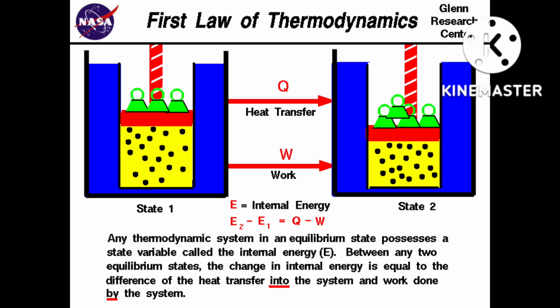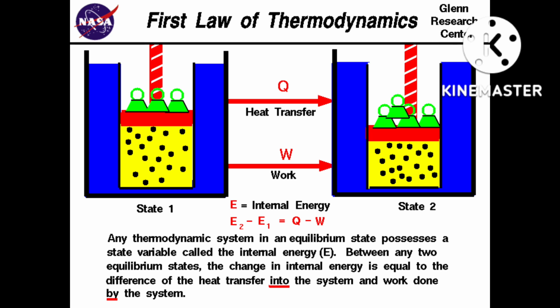Due to the work done and due to the heat, whatever total change there is in internal energy, that is delta U. Due to work done and due to heat change, the total gain in internal energy, if you add both, is delta U, which is equal to Q plus W.